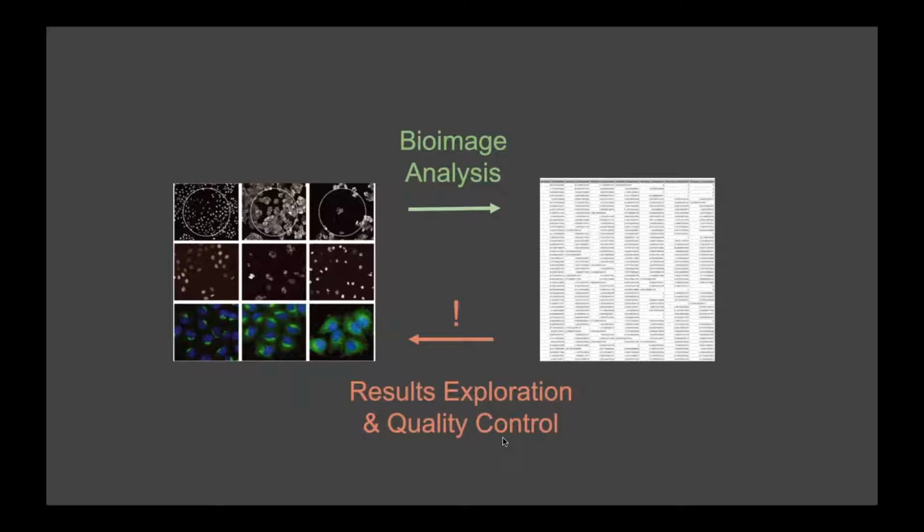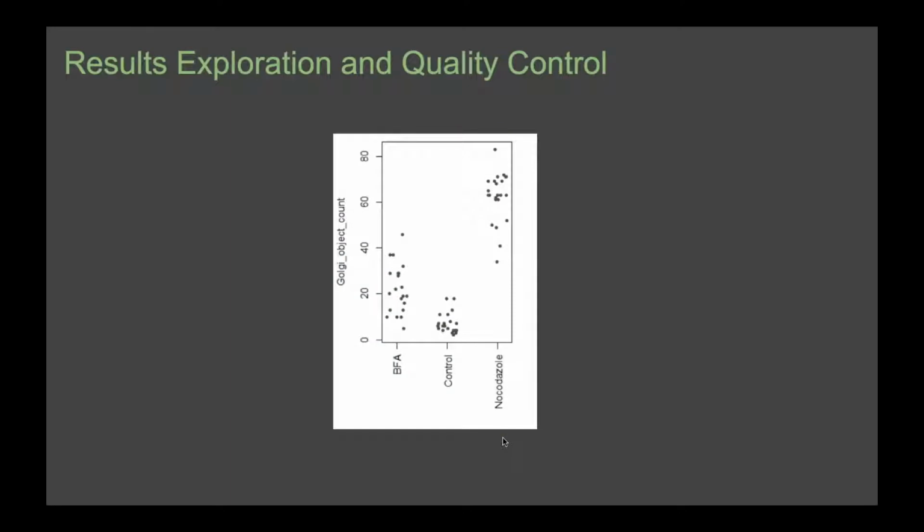So I call this step results exploration and quality control. And that's very important. I think it's essential. So you need to think about what software, for example, you can use to make your life a bit easier here. Actually, I think what one should look for is a software like this.